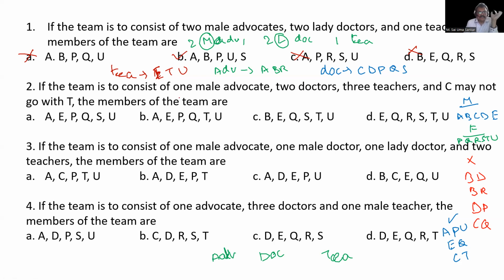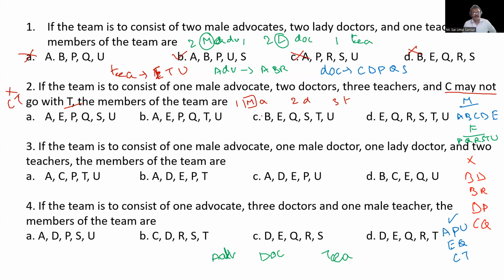If the team consists of one male advocate, here we require one male advocate. Next, two doctors and three teachers. Here either male or female, nothing to worry. C may not go with the T. In this case, another condition is also there. C cannot go with T. C and T is not valid. The members of a team are.